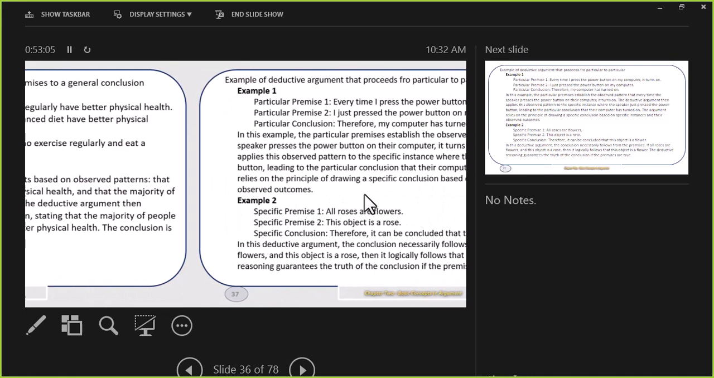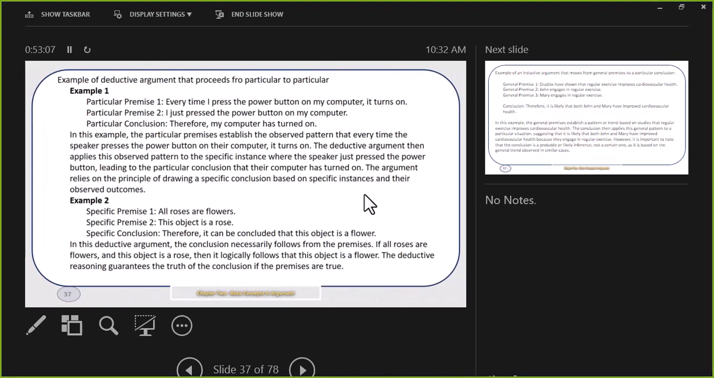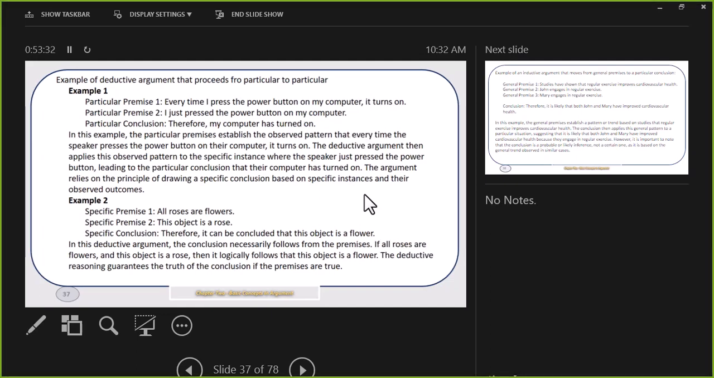The same thing is true for the third one. From what? Particular to particular. Every time I press the power button on my computer, it turns on. I just pressed the power button on my computer. Therefore, my computer has turned on. It's a deductive argument that proceeds from particular to particular. Proceeding from particular to particular, from general to general, or from particular to general is not an essential aspect of deductive and inductive arguments.